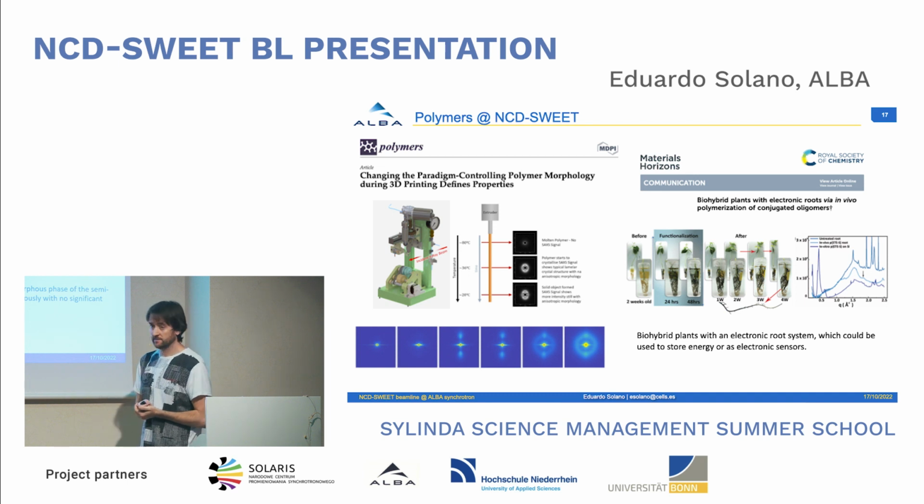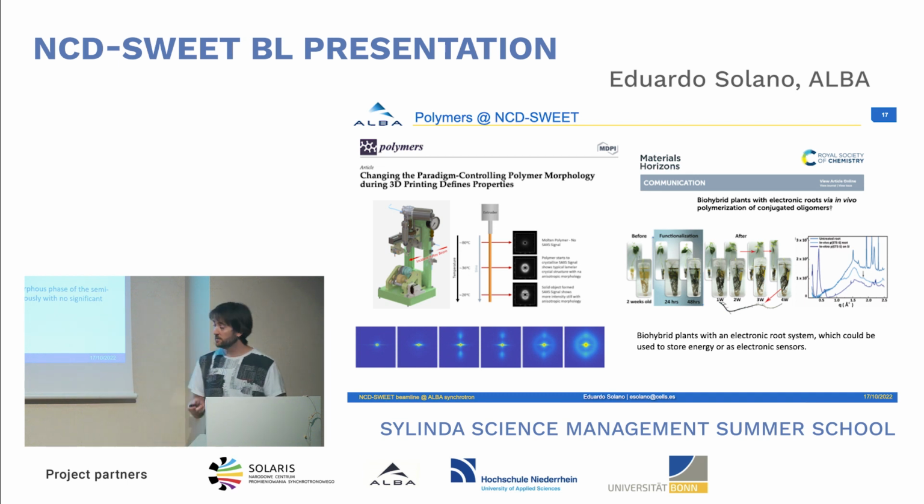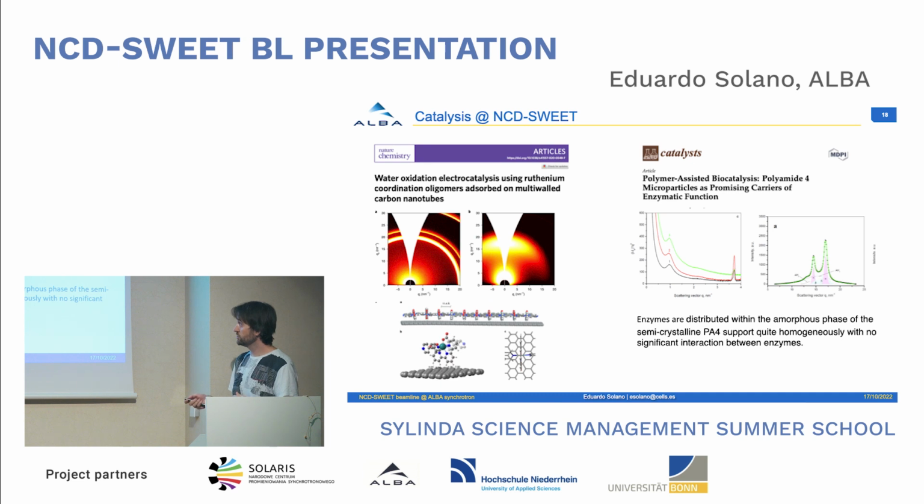More for catalysis, in case you are in the field of catalysis. A couple of examples. Here was water oxidation electrocatalysis using ruthenium coordination oligomers. So the chemistry and the simulations predicted that the oligomers should look like this on the sample surface. With GWAX, we were able to see that we had this nice orientation of this structure on the surface. So we were able to prove that the theory and all the models and all the basics of the structure of this paper was correct.